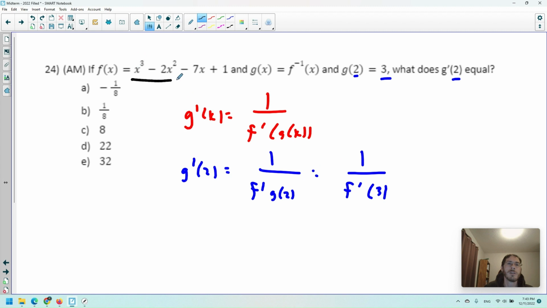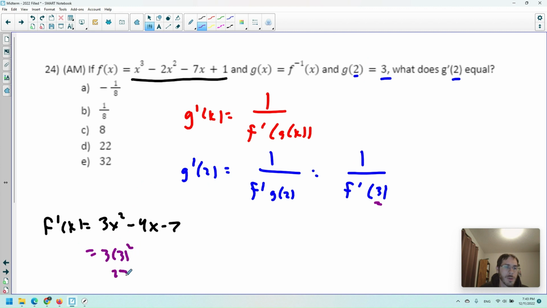So that means we need to take the derivative of this one. So f prime of x is going to be some power rules here. So we get 3x squared minus 4x minus 7. Now we can see we're plugging in 3. So we have to plug in 3 for x. We don't plug in 2 for x. We plug in 3 for x. So we'll get 3 times 3 squared, that's 27, minus 4 times 3, that's minus 12, minus another 7. Fastest way to do that would be 27 minus 7 is 20, minus 12 is 8. So we get 1 over 8. And that's our result. So that's what we got for 24.